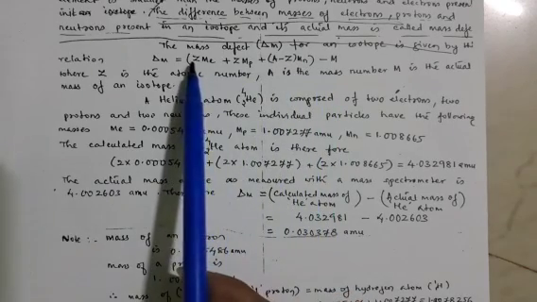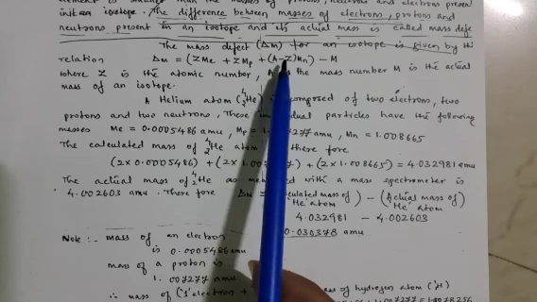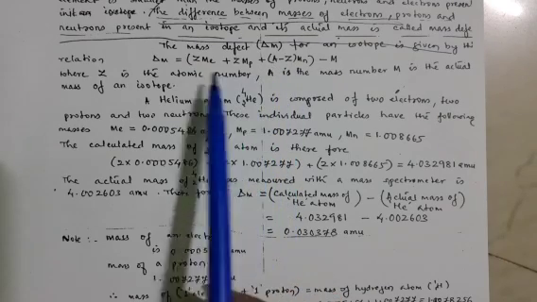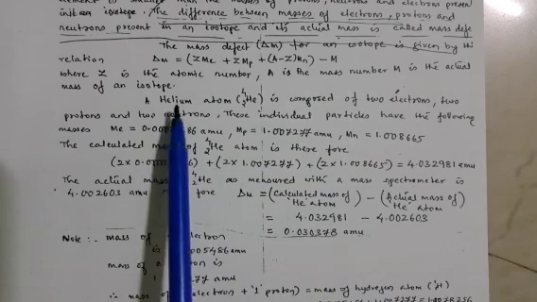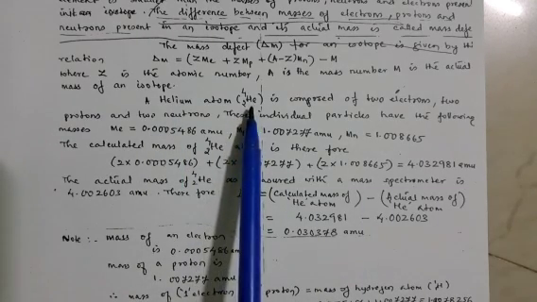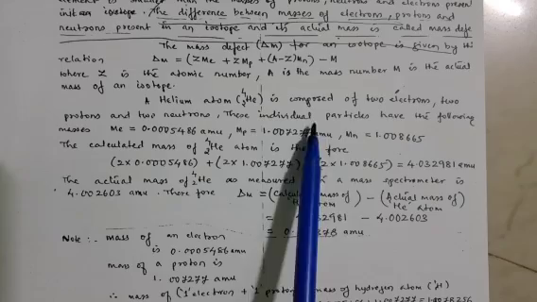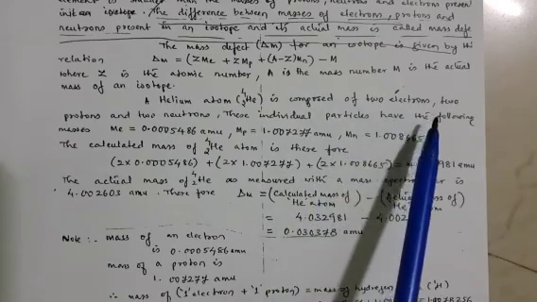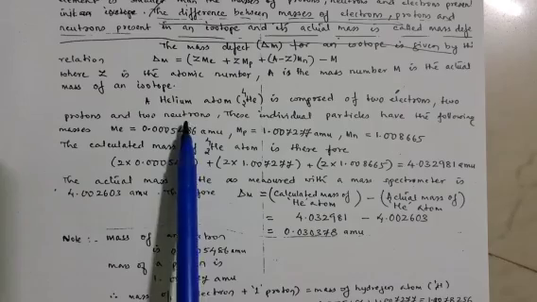Here Z is the atomic number, A is the mass number and M is the actual mass of the isotope. For example, let us consider the helium atom. The helium atom has mass number 4 and atomic number 2, so it is composed of two electrons, 2 protons and 2 neutrons.